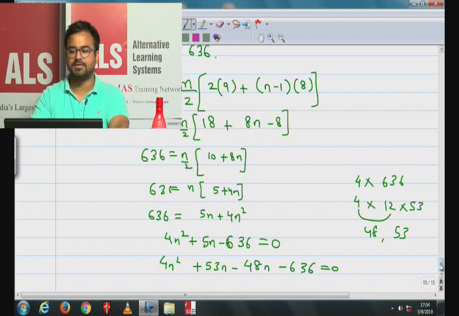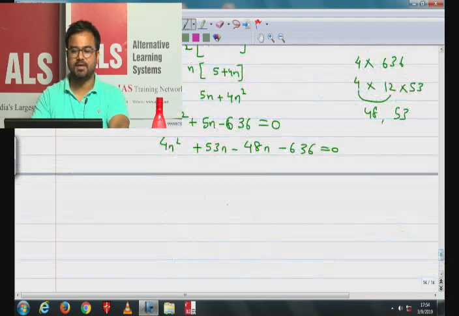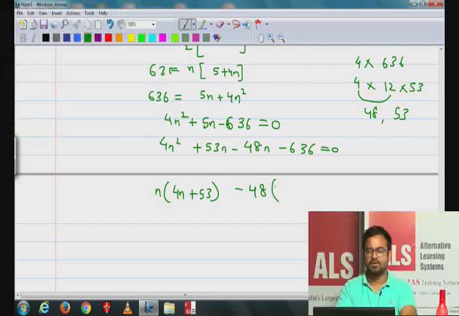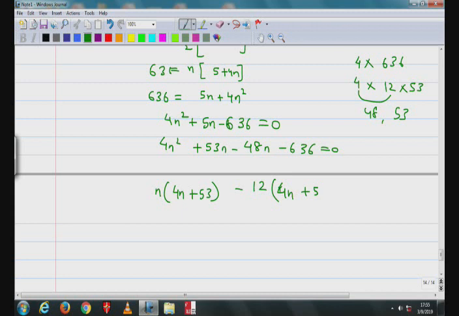Now we can factorize it like this. We can take n as common, so we'll get n into (4n plus 53), and here we will take minus 12 as common. Now 4n plus 53 can be taken as common, so it will be n minus 12. Now we will get two values for n: minus 53 by 4 and n is equal to 12.